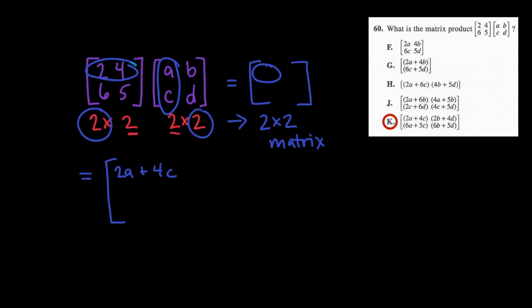Let's do row 1, column 2, and that's going to be put right here in our final answer. So that's going to be 2B plus 4D. And if you look at K, yes, that is the same. So there's really no need to go further. You don't even have to go more than one cell. You know that K is the correct answer here.